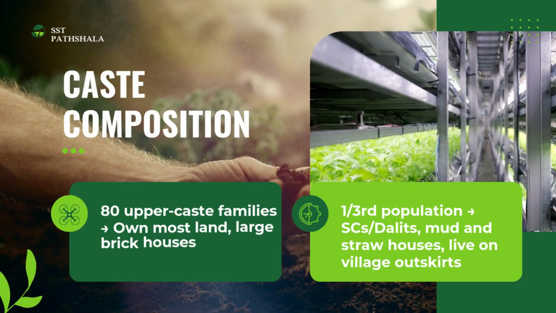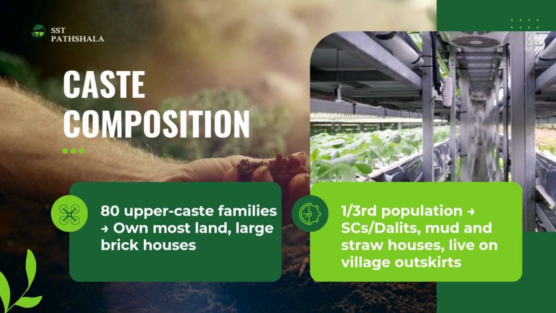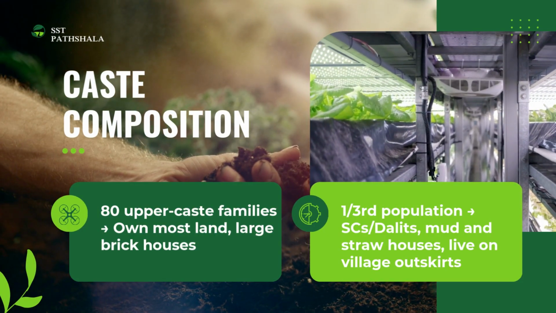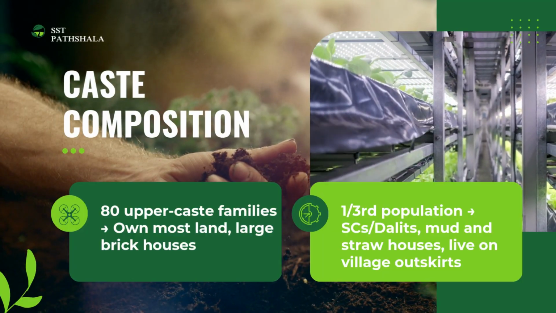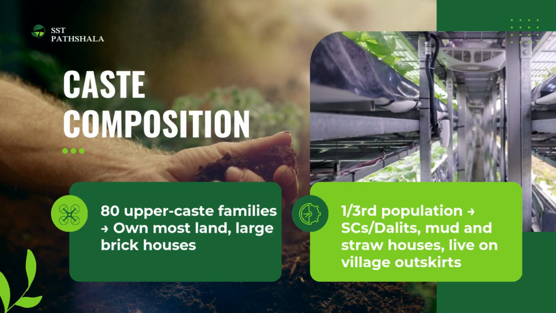Most of the upper caste families own a majority of the land. They live in large brick houses with cement plastering. On the other hand, the scheduled castes make up about one third of the population. They live in smaller houses, some of which are made of mud and straw.